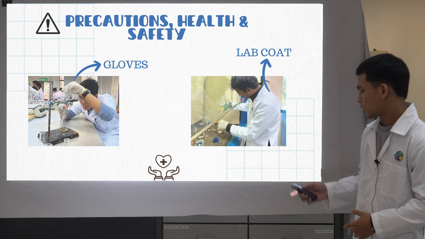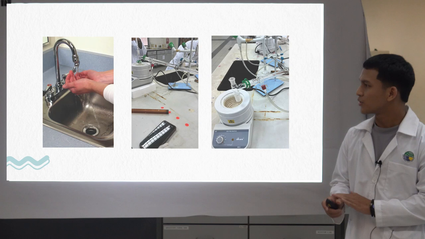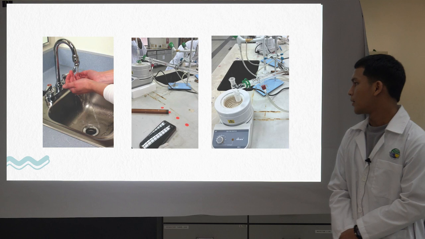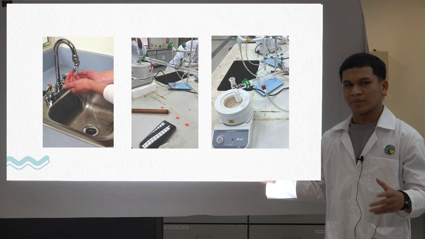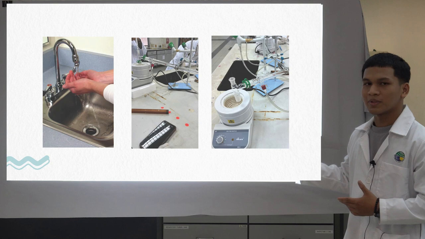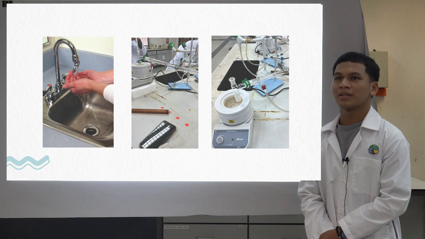Next, we need to wash our hands after finishing the experiment and before leaving the lab. And next, we need to keep our personal items away from our experiment space. In this picture, we can see there is a mobile phone near the distillation apparatus. It is very dangerous because there might be an explosive event in our laboratory.